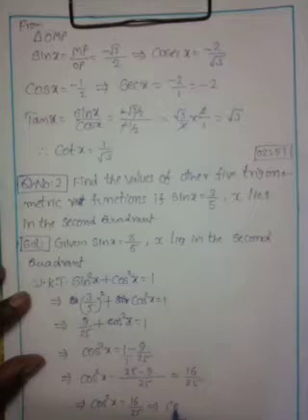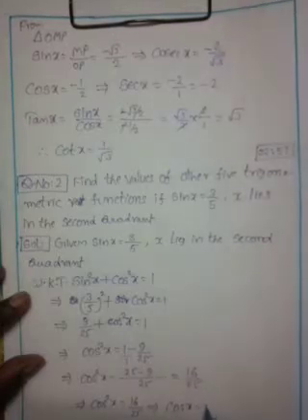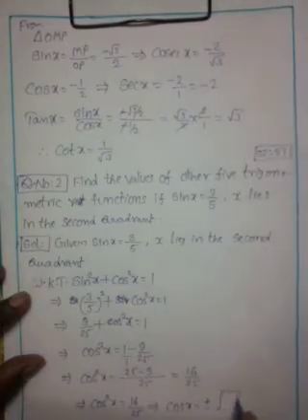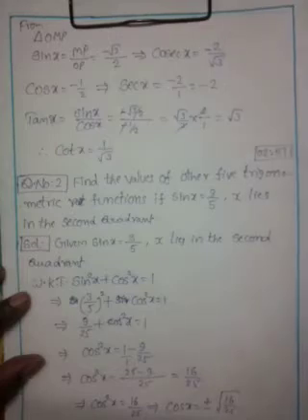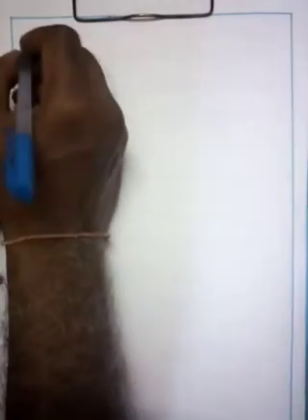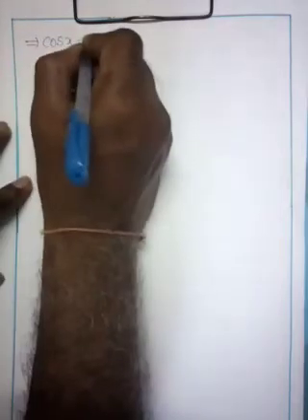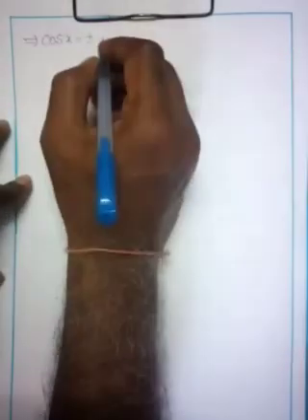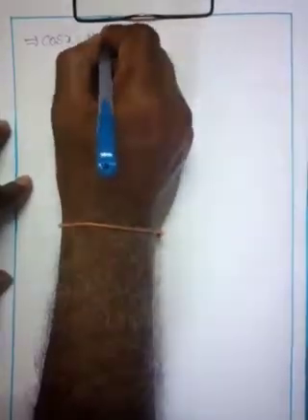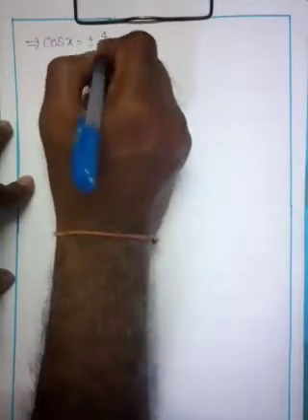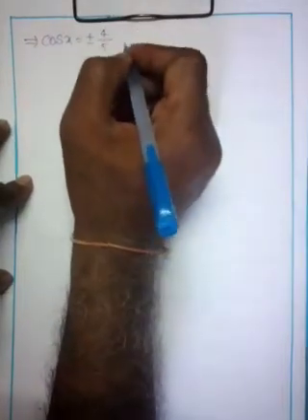This implies cos x is equal to, what will you get here? Plus or minus square root of 16 by 25. Understood this step, my dear children? This implies cos x is equal to plus or minus square root of 16, what will you get here? 4, by square root of 25. What will you get in the denominator? 5. Understood this part, my children?